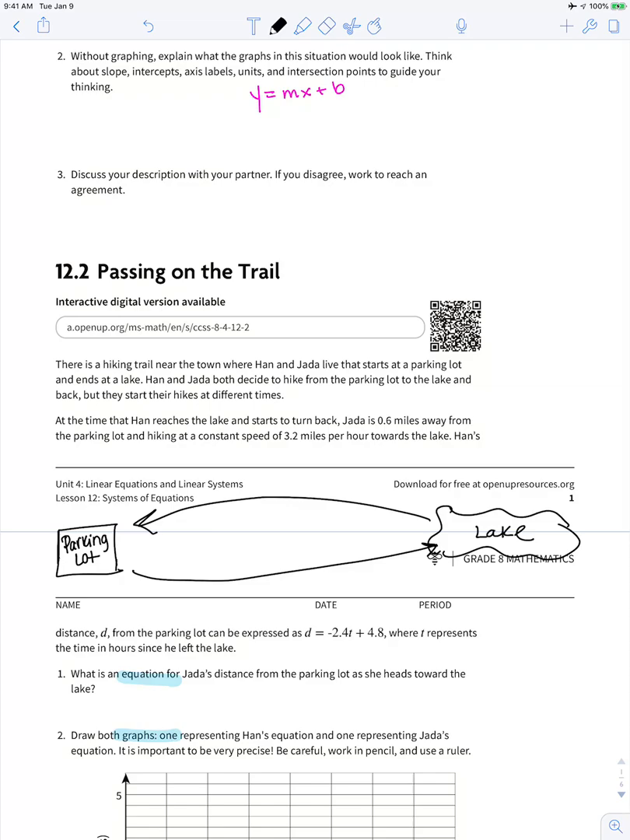But they are starting at different times. So at the time when Han reaches, let's say here's Han. By the time Han reaches the lake, Jada is 0.6 miles away from the parking lot. So let's just maybe say, let's say right here. And she is walking at a speed of 3.2 miles per hour towards the lake.